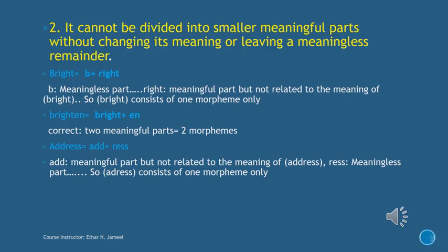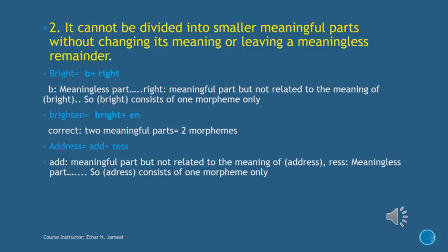I can assume that this word consists of two parts, be and right. Be is a meaningless part. It doesn't have meaning. Right is a meaningful part, but its meaning is different from the word bright. Bright means shining. Right means correct.